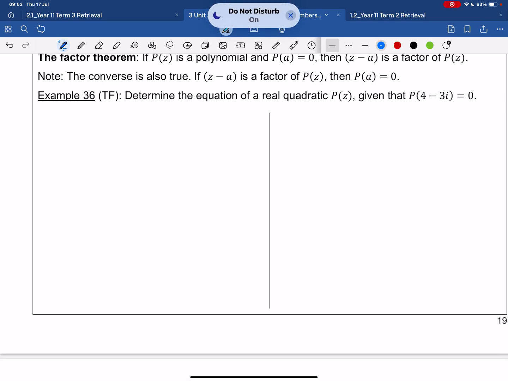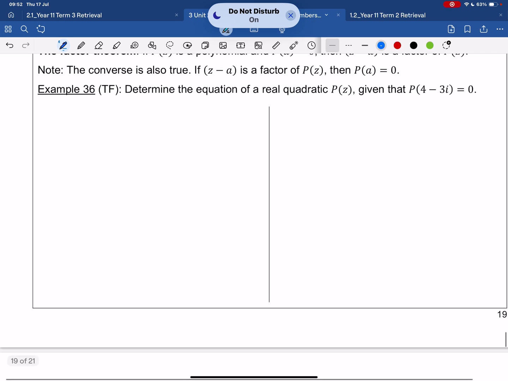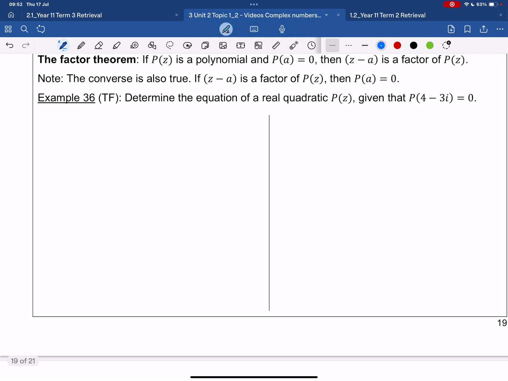All right, determine the equation of a real quadratic given that p of 4 minus 3i equals 0. Now, you'll remember from methods that with the factor theorem, when you substitute a point into your quadratic and you get a value of 0, it means that that is a factor or a solution for that quadratic.